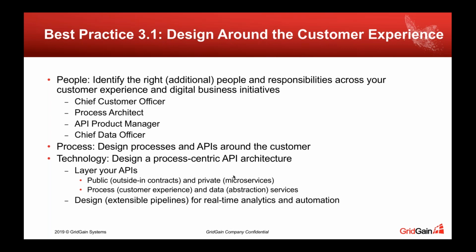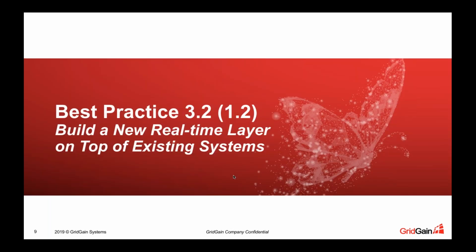You are going to think about designing your processes and APIs around the customer, so it's a top-down exercise, and that's what your API architecture should look like. And you should be layering your APIs. We'll talk a little bit more about public and private APIs or microservices, and how you also think about the process. You're going to push things into your APIs. There are more around analytics and automation, so your APIs do need to be extensible.